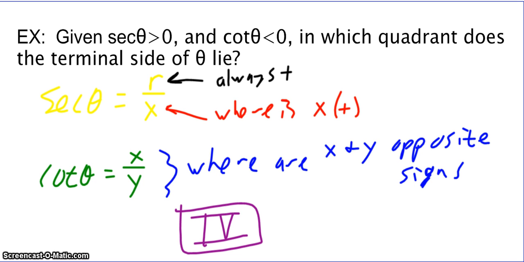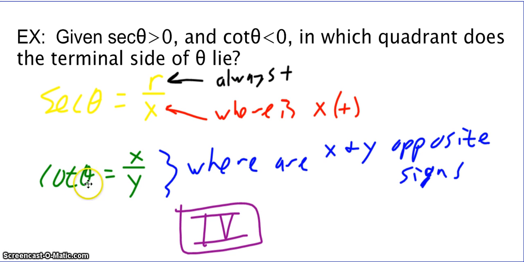Okay, so hopefully you came up with quadrant 4. If you didn't, then this is my thought process. First I ask myself, where is secant going to be positive? Well, secant of theta is r over x. R is always positive because it's the radius. X is positive in the first and fourth quadrants.